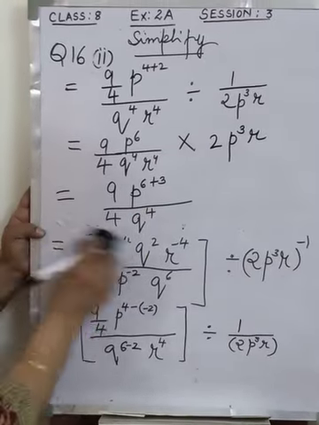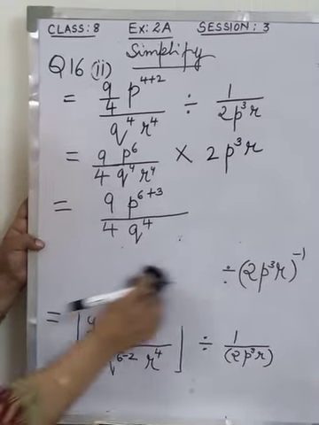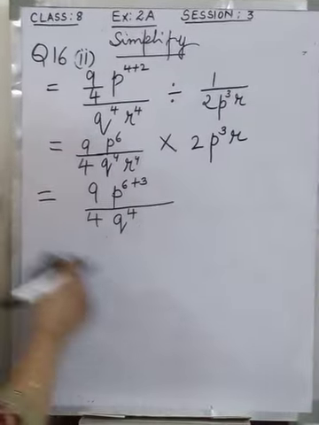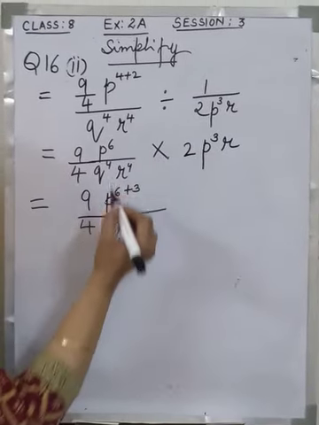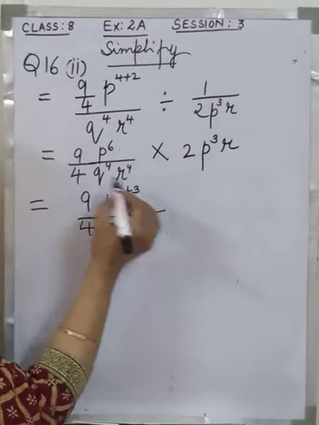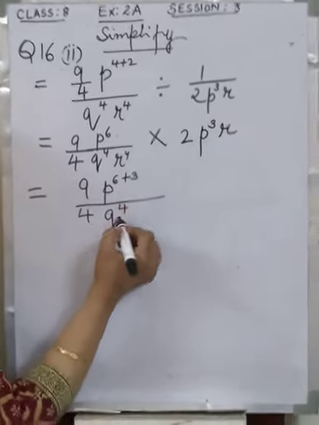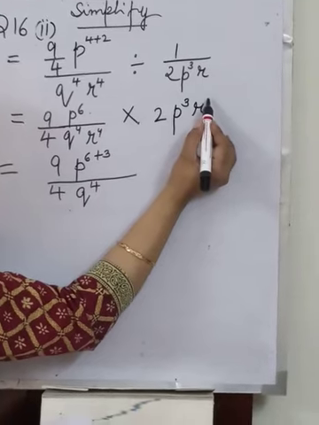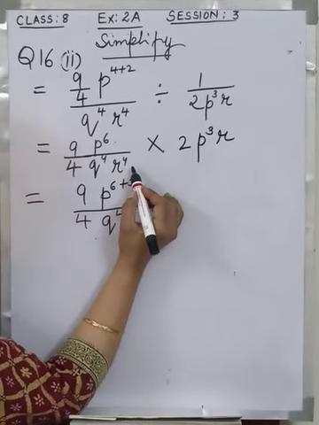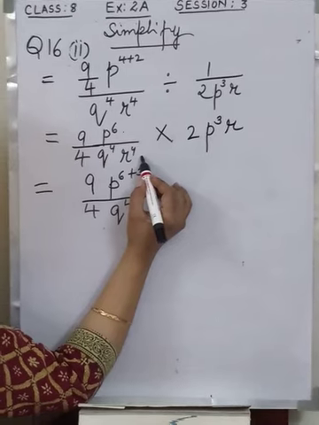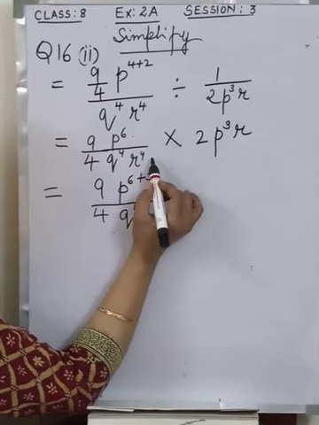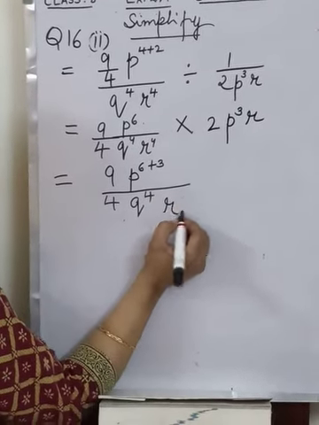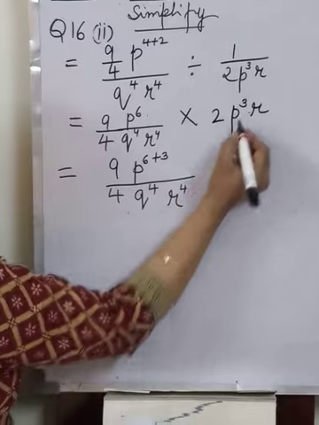I rub off this also. And p we have written power 6 plus 3, 9 by 4, q to the power 4 and r, where r is 1. What is the power of r in the numerator? It is 1. And what is the power of r in the denominator? It is 4. So wherever it's larger, we shift the power to that side. So 4 is greater than power 1. So we write r, the sign of division is there here.